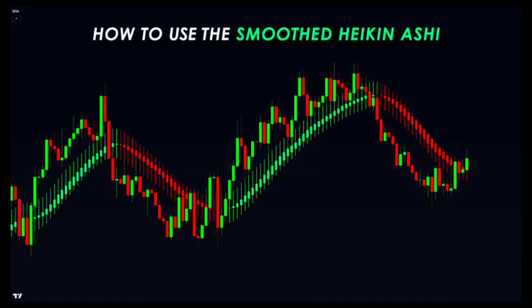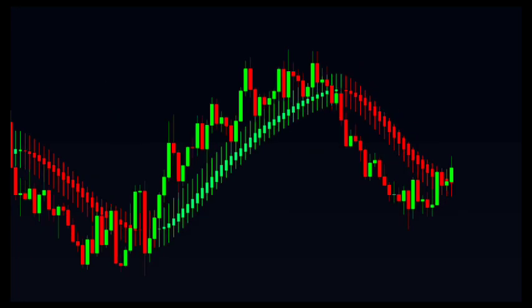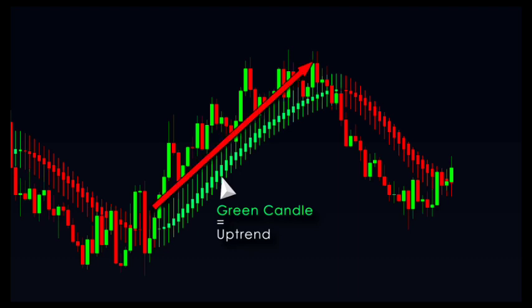How to use the Smooth Heiken Ashi. So, the way traders can analyze the market using the indicator is by looking at the Heiken Ashi candles. A green candle indicates that the price is on an uptrend, while a red candle indicates that the price is on a downtrend. And knowing this, we can also utilize these colored candles to identify signs of reversals.